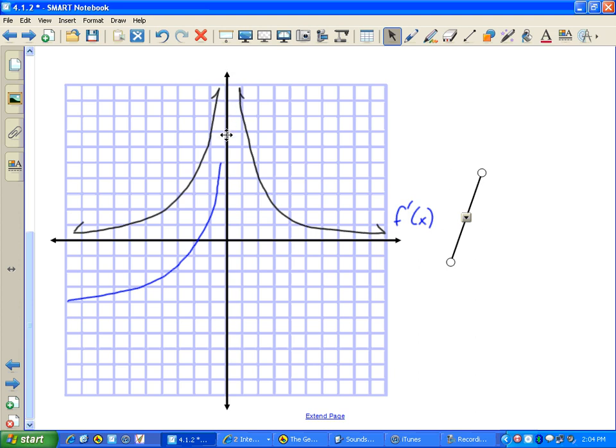I can see that my derivative function's undefined here, so that could be a critical point. But it also doesn't exist there, so it's not differentiable there. So that means it's either a point or it's just a vertical asymptote.